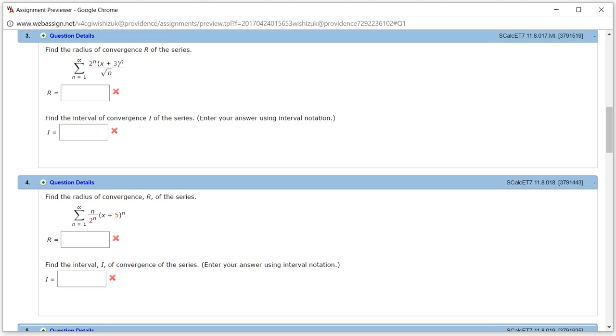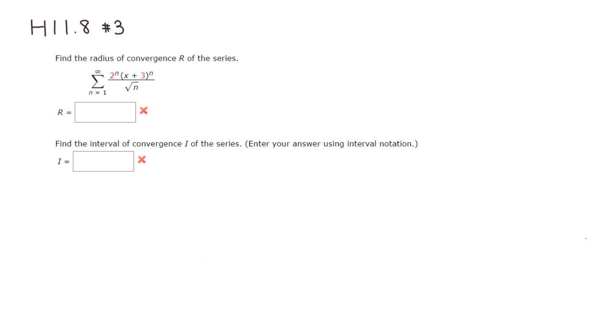Alright, let's look at homework 11.8, problem number 3. Let's find the radius of convergence and the interval of convergence of this given power series. For this one I'm going to do the ratio test again.